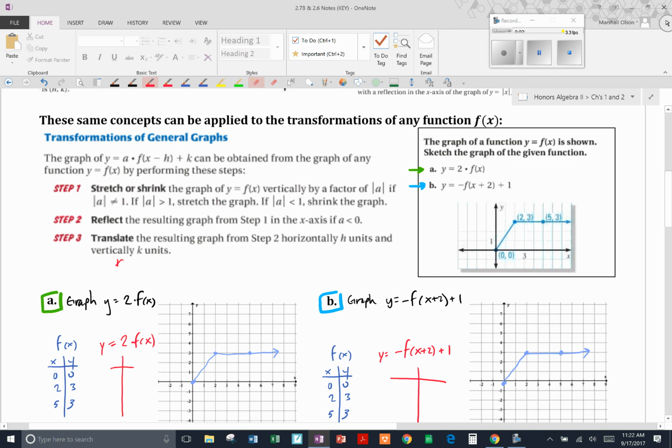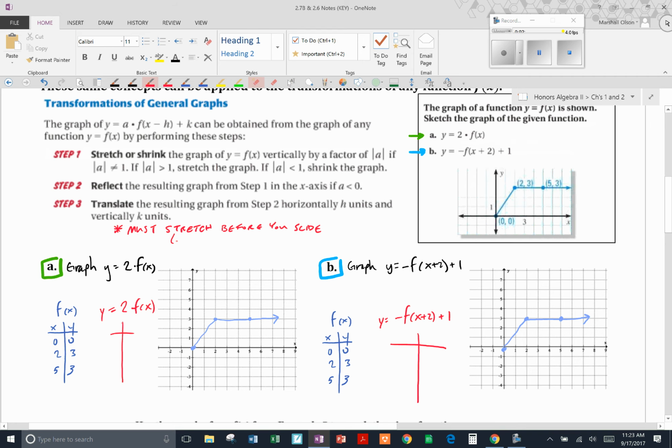But I still am going to write here that you must stretch before you slide. I think it's a good way to remember. You need to take care of a before you take care of h and k. And the stretching also includes reflecting, since that's also something that a affects.